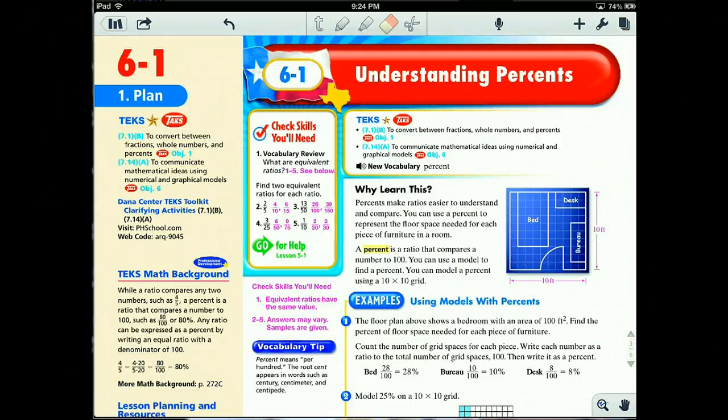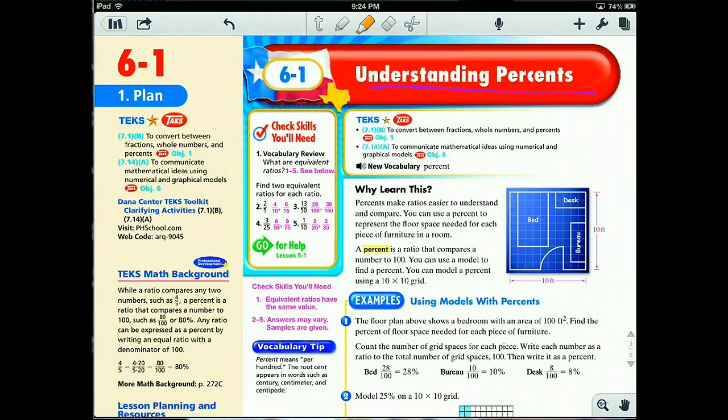Hello guys, today we're going to be learning about how percents work. This is taken from your textbook. It's lesson 6-1. I want you to go ahead and title it in your notebook, Understanding Percents. And the first thing we want to talk about that I want you to write is what a percent is.